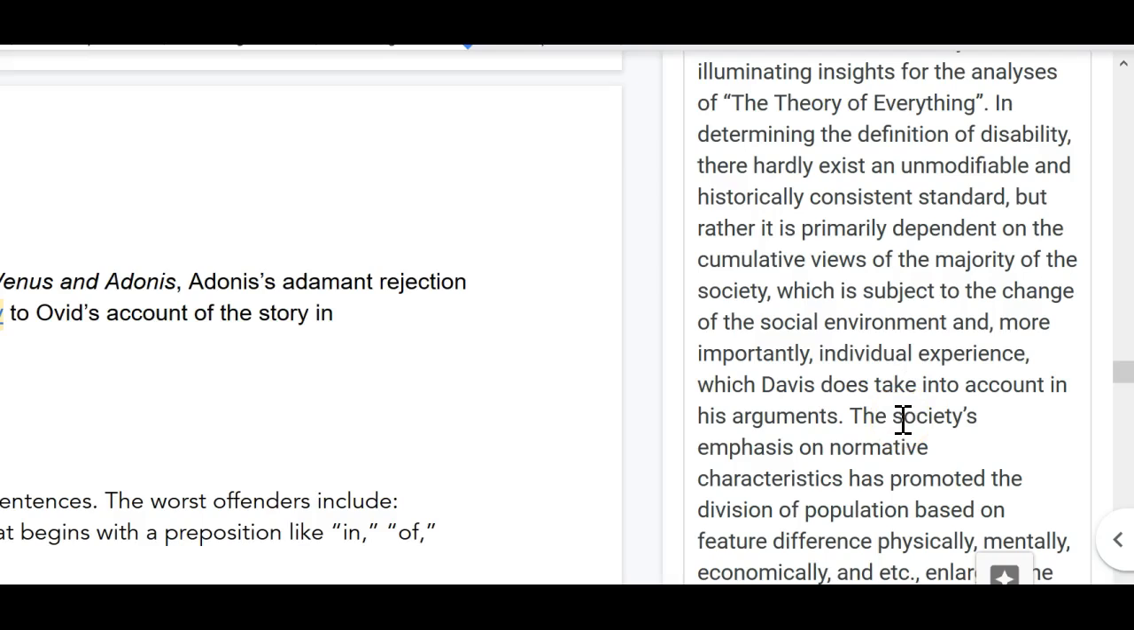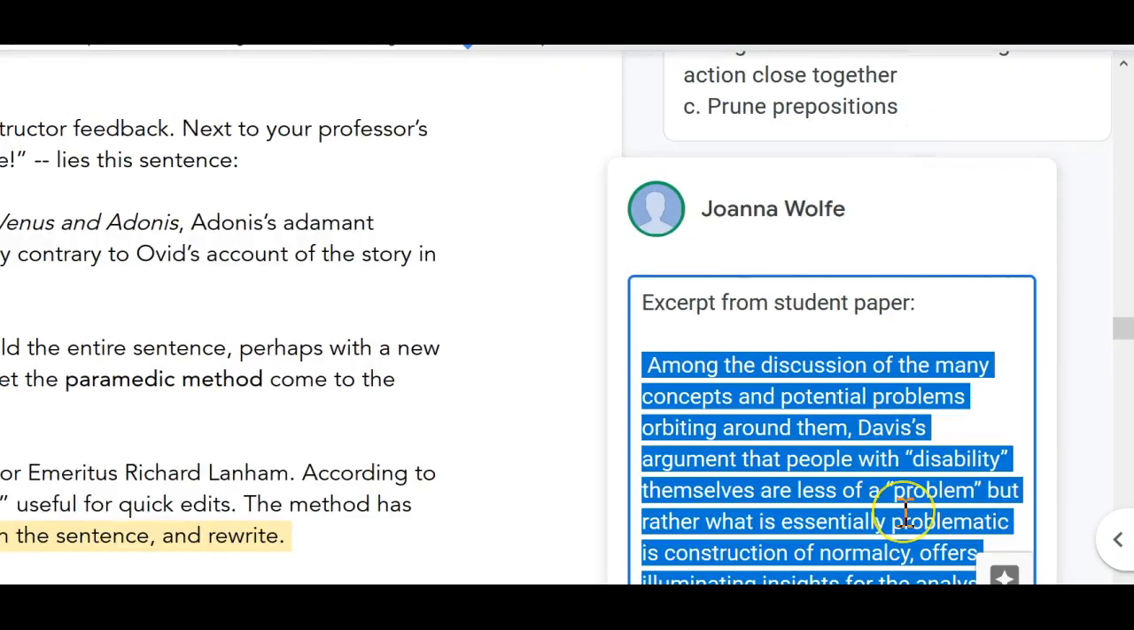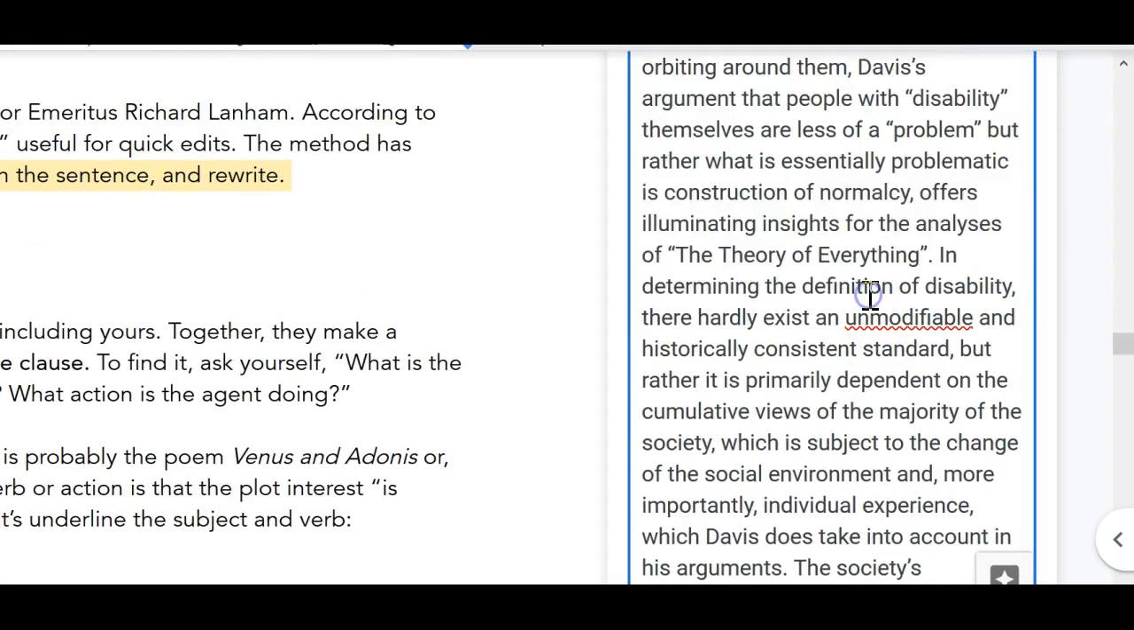So after looking at it, I figured out that the subject, the agent, is the definition of disability. Definition of disability is what this sentence is about. And the action is depends. So here's a nominalization, dependent, and the action is depends. So if we change this and we started off with the definition of disability depends not on an unmodifiable and historically consistent standards, but on the cumulative views, the majority, which is subject to change. That makes a lot more sense.